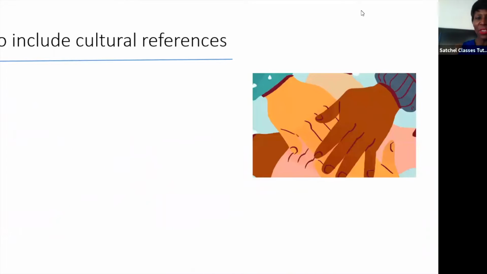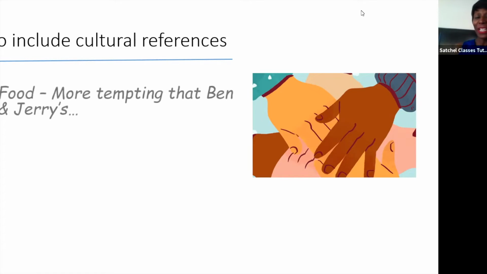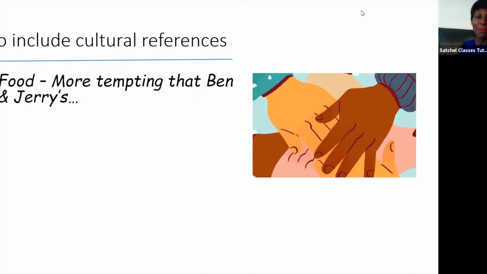The last thing to think about appealing to your audience is including cultural references. This shows your reader, your audience, your listener, whoever you're writing for, that you're part of their world. You understand the things that they experience on a day-to-day level, or perhaps even annually. So you might talk about food, something that is a temptation. It's even more tempting than Ben and Jerry's. It's a cultural reference that they understand.